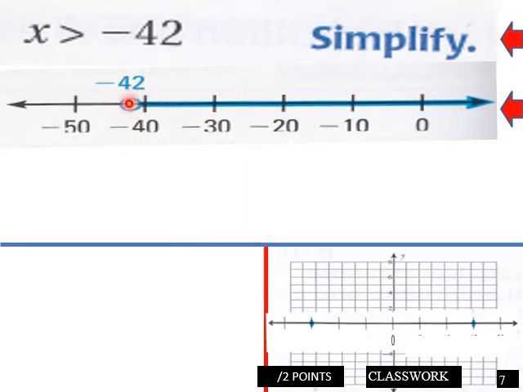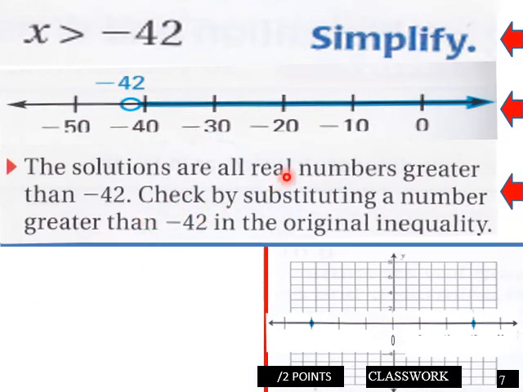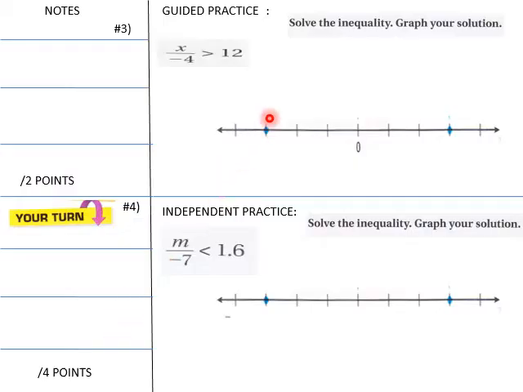Here would be your graph for that. And you plot that down here too, students, to follow that. Solutions are all real numbers greater than negative 42. Check by substituting a number greater than negative 42 in the original inequality for your check. And then here's a check here. Say 0. 0 is less than 7. Yes? Yes. Okay, and there you go.